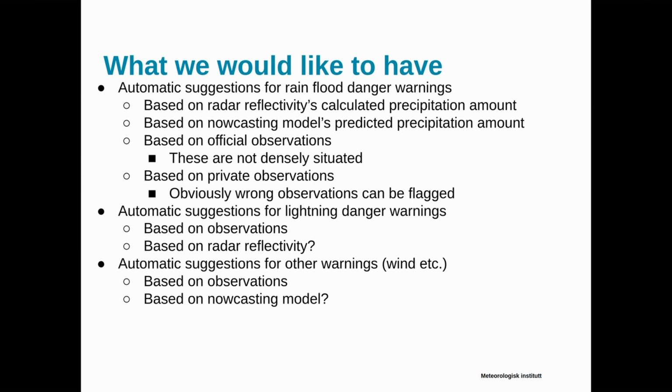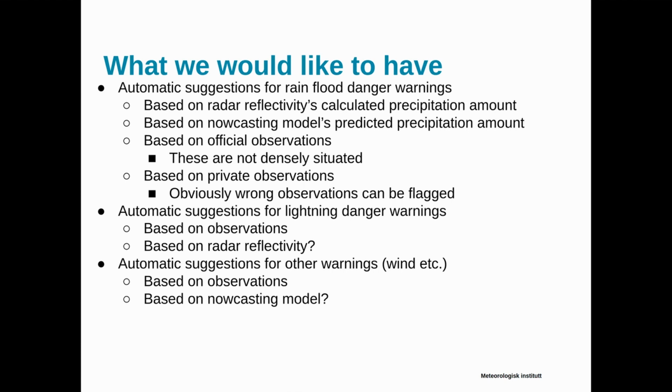There we could flag the obviously wrong observations. So if we have 3 observations close together, and one of them shows 50 millimeter, and the other 2 show 0, this will be flagged out as an obviously wrong observation, and we don't get the suggestion for a warning.